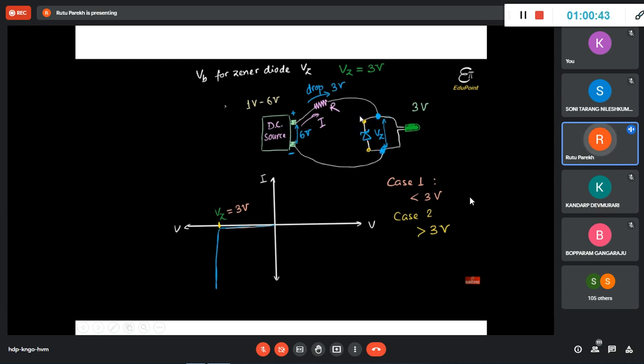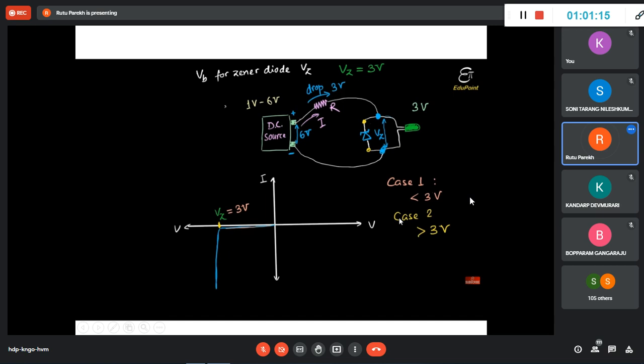We will connect a Zener diode, which is a 3 volt diode. It means it starts conducting at 3 volt. So now you have two cases here, and the connection is this way. One is that this is 1 to 6 volt, and this Zener is 3 volt. Let's say in case 1, your battery is less than or equal to 3 volt.